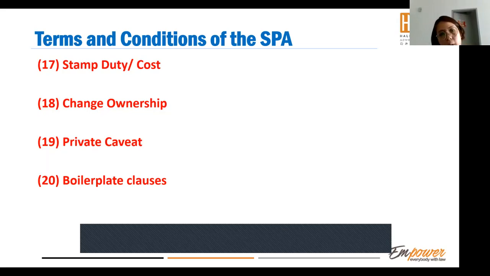Okay, private caveat as well. If it is a title case, purchaser's lawyers should always remember to put in a private caveat clause to protect your client. And the rest are boilerplate clauses like time of the essence, the governing law, the date of the agreement, the successors binding clause, and such other clauses at the latter part of the sale and purchase agreement. So basically, this is all about the terms and conditions and some essential clauses of the SPA.